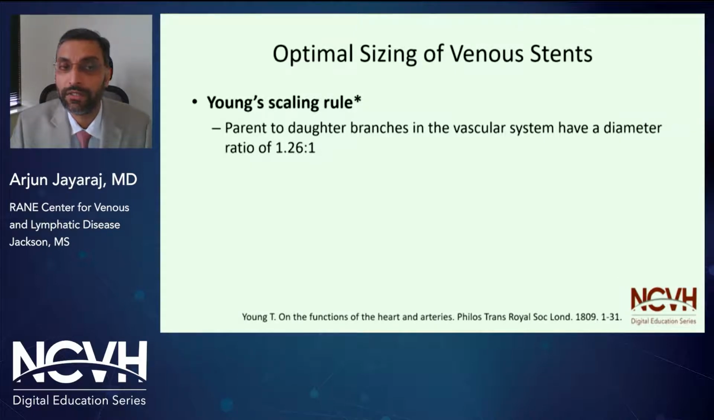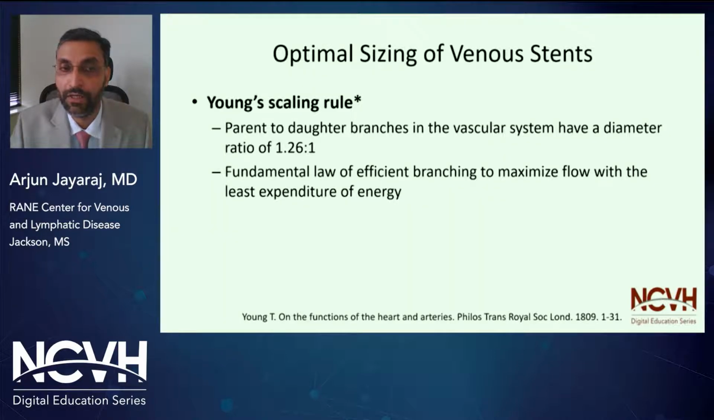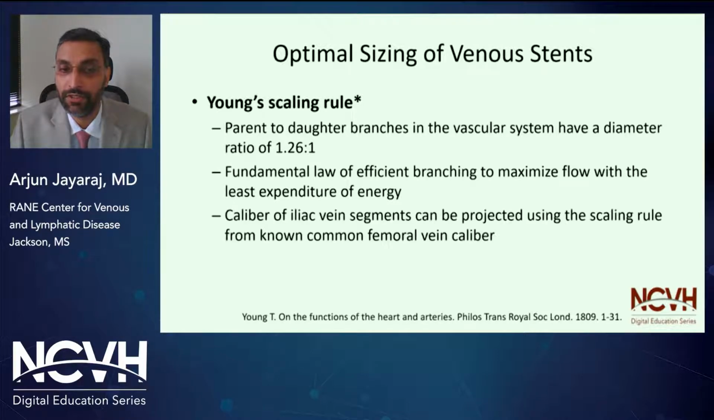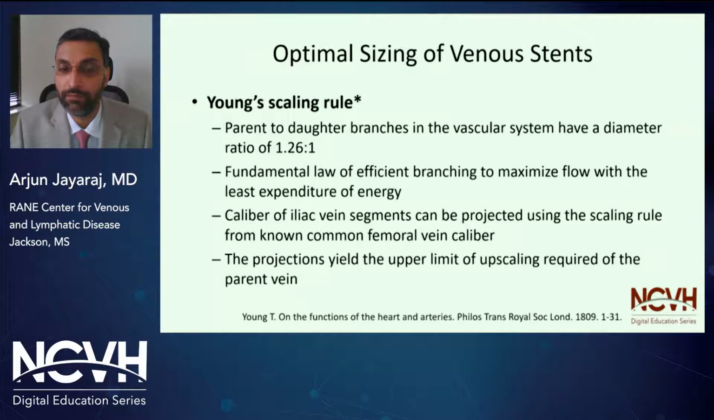Young's scaling rule essentially gives us the relationship between parent and daughter branches. It is applicable in multiple trees, the bronchial tree as well as the vascular system, for example. Essentially, it says that the parent diameter would be roughly 1.26 times that of the daughter branch. It's a fundamental law of efficient branching to maximize flow with the least expenditure of energy. The caliber of iliac vein segments can be projected using the scaling rule from known common femoral vein caliber, and the projections yield the upper limit of upscaling required of the parent vein.